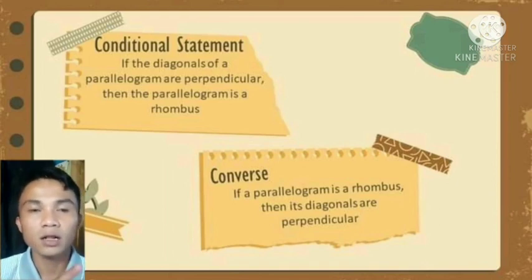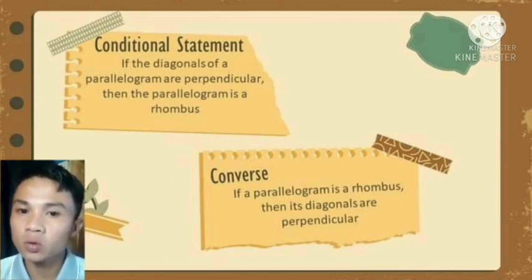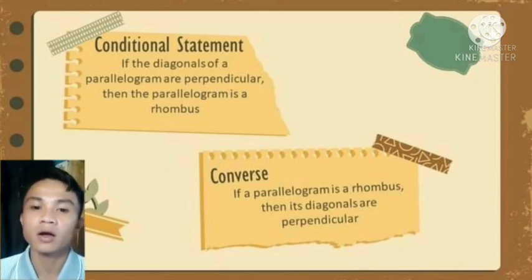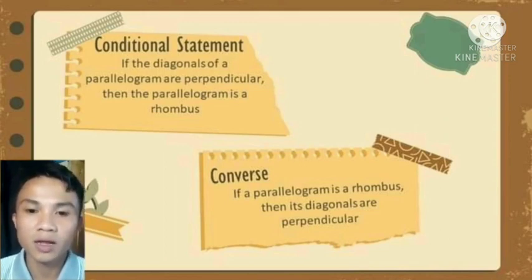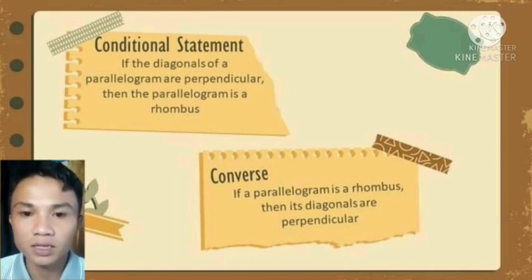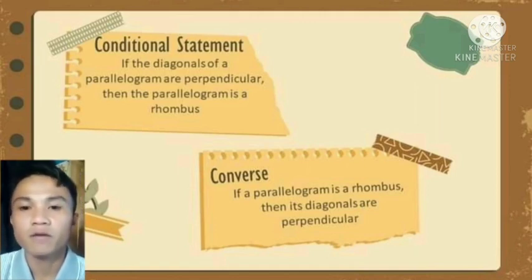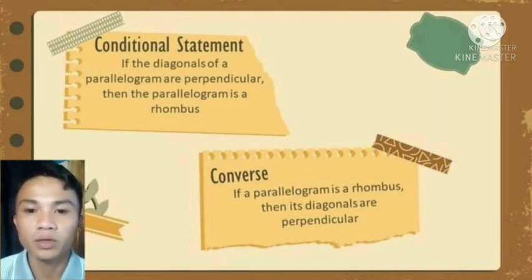At saka yung angle BDA at saka yung BCD is same yung measurement or congruent siya, which is nagbisect din siya doon sa AC, nagbisect doon sa dalawang angle. So, masabi din natin na rhombus siya. So, the converse is, if a parallelogram is a rhombus, then the diagonals are perpendicular.